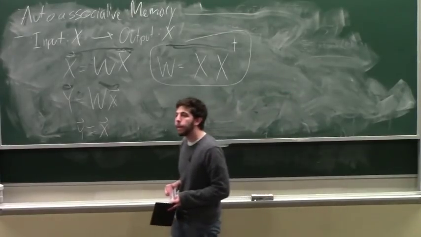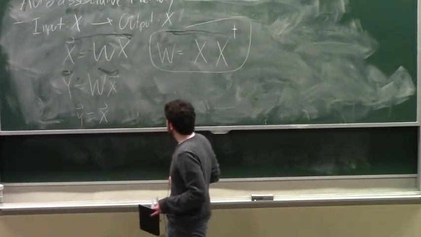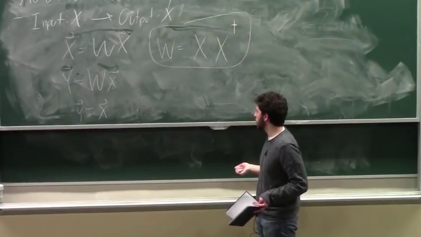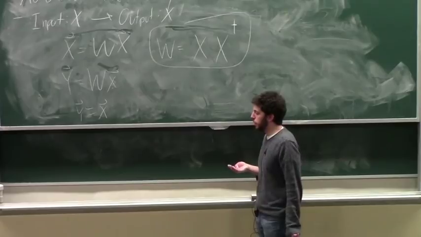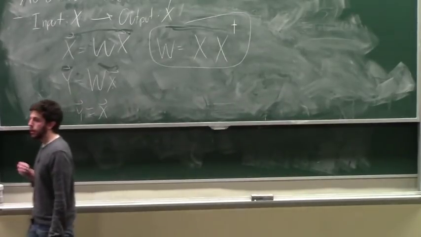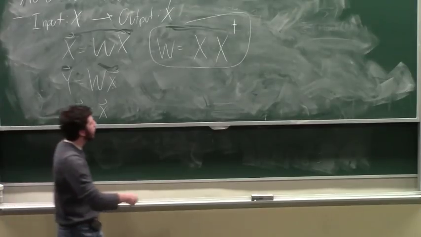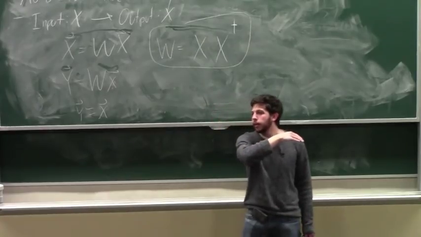Why is W not just an identity? Sure. So it can be, but if it's simply an identity matrix, then when your input no longer has all of the pixels, or some of them go dead, you're not going to be able to reconstruct what the full input is if it's just the identity matrix. But if you have it as x times the pseudo-inverse of x, then you can.